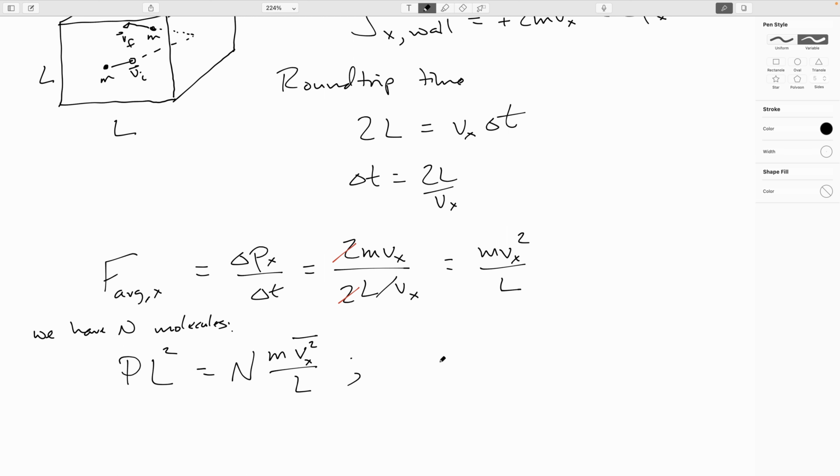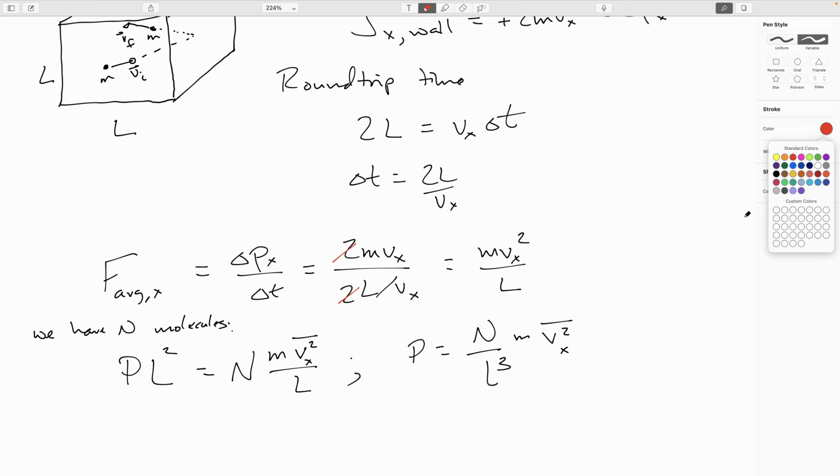So I can rearrange this and get that the pressure is Nm over L cubed times the average value of Vx squared. And this bar over the top just means that I'm taking an average. Since it's including the square, this is the average value of Vx squared, which is not the same thing as the square of the average value of Vx. So remember, the average value of Vx is 0. Half the time the particles are going to the right, half the time they're going to the left.